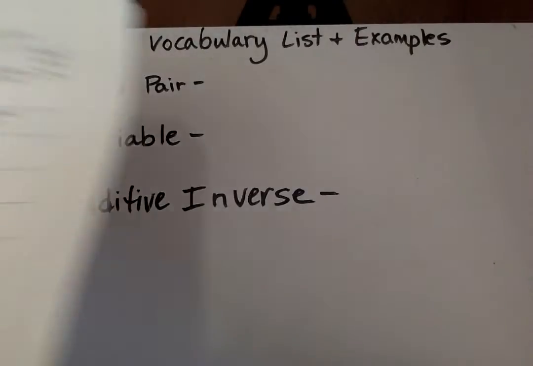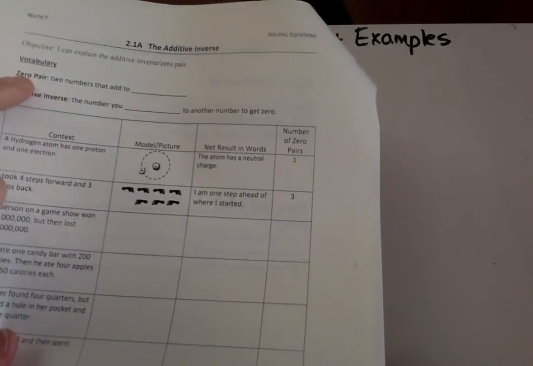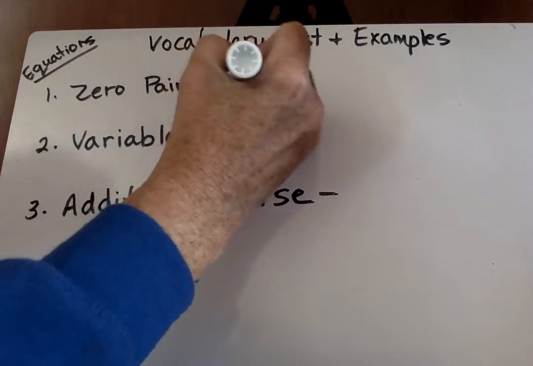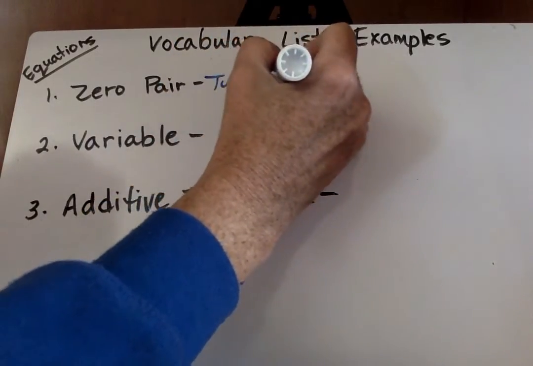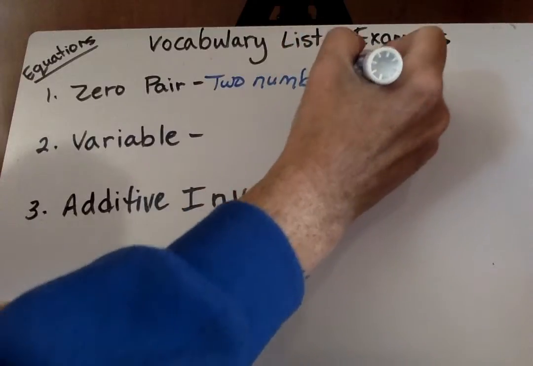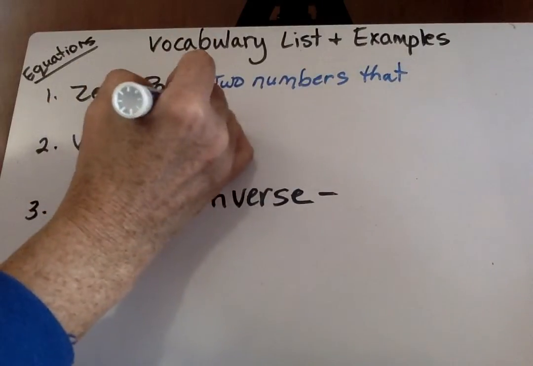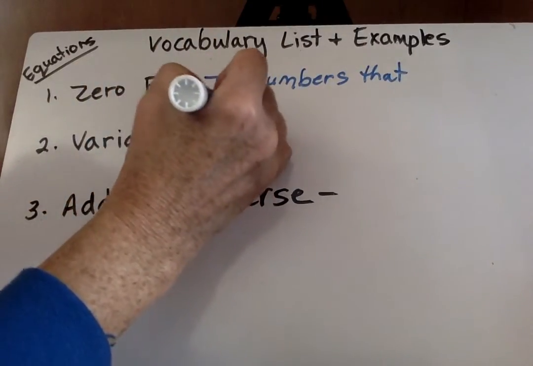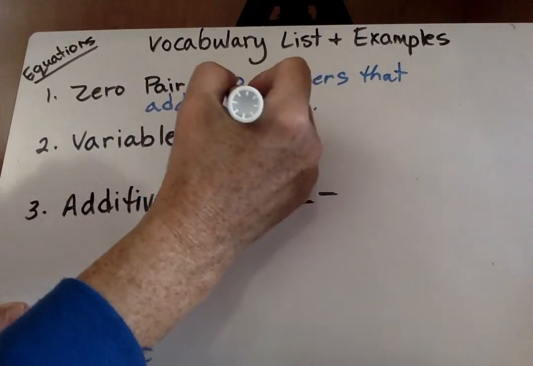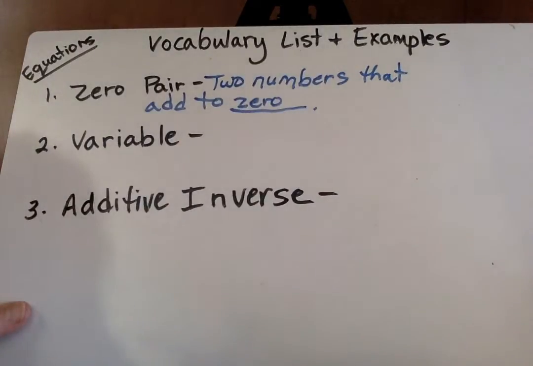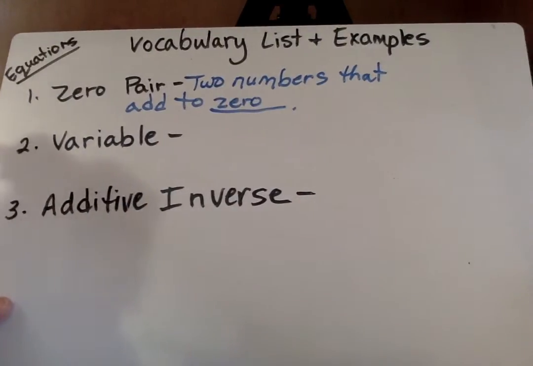2.1a. See, we have two things in there. I can explain the additive inverse and zero pair. So zero pair, two numbers that add to what? So write that on your list. Two numbers that add to, and then we write that in. Some of you may already have this written in. If not, you need to put zero. Okay. Then on the right hand side, you're going to put some examples.